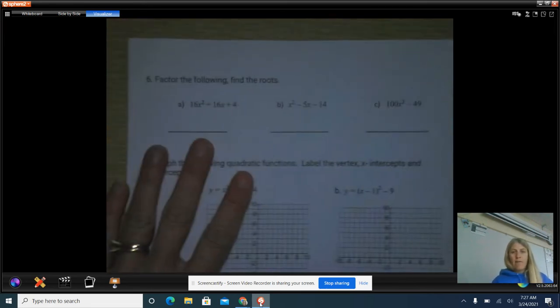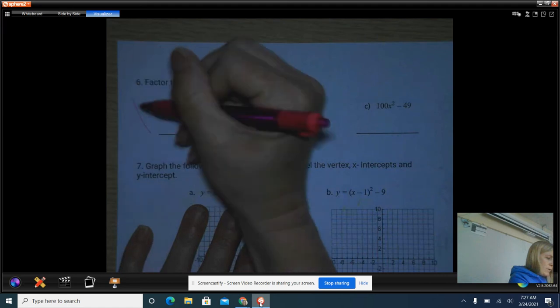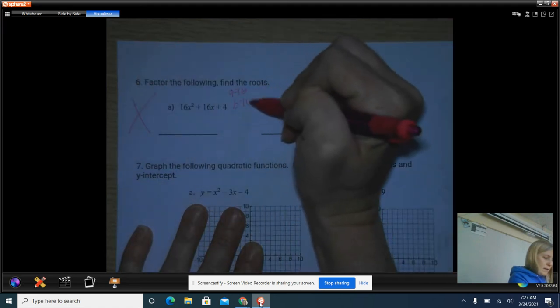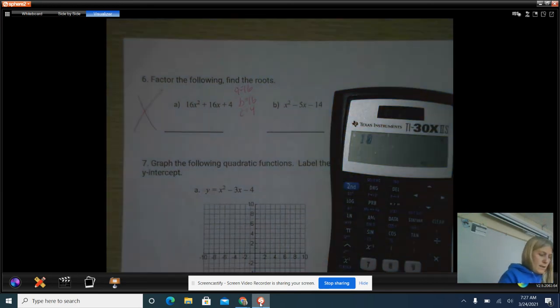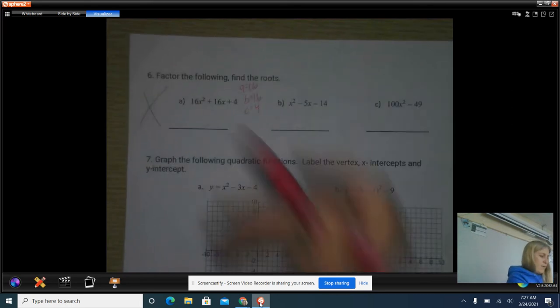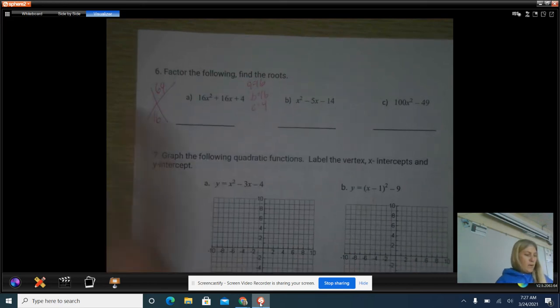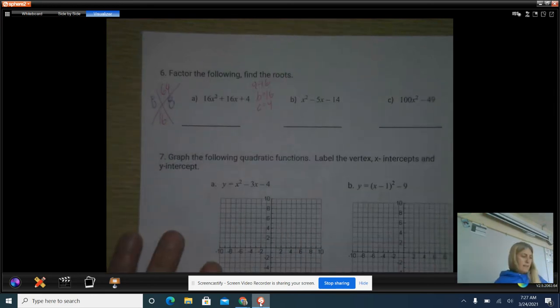So now we're going to go ahead and factor finding the roots. So I'm going to do generic rectangle diamond problems for these. So we have our A is 16, our B is 16, and our C is 4. We multiply A times C, 16 times 4, for that top number, and that is 64 up top, and our B goes on the bottom. So I know that 8 times 8 multiplies to 64 and adds to 16.